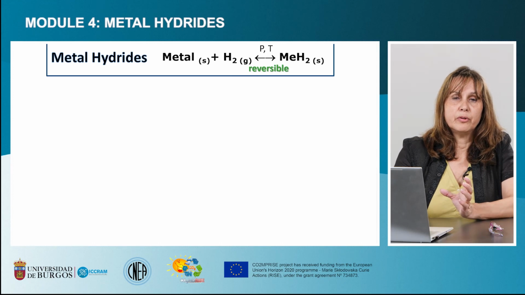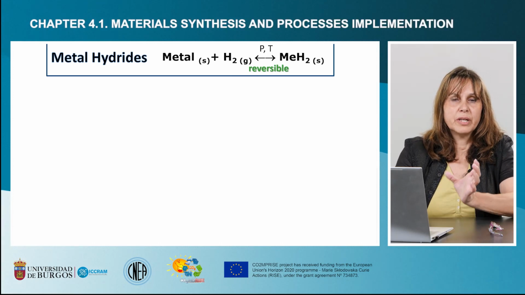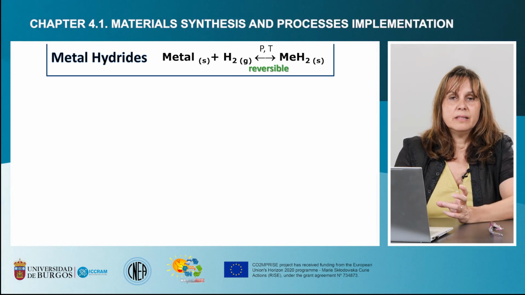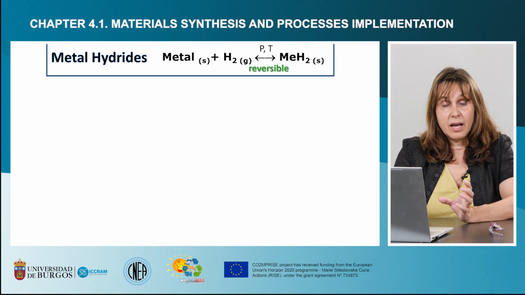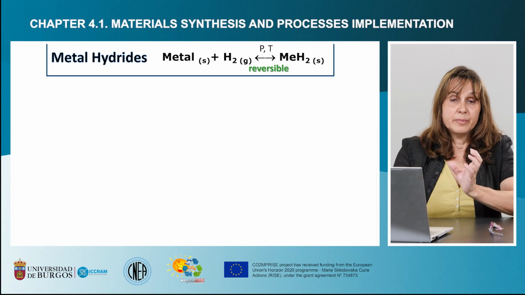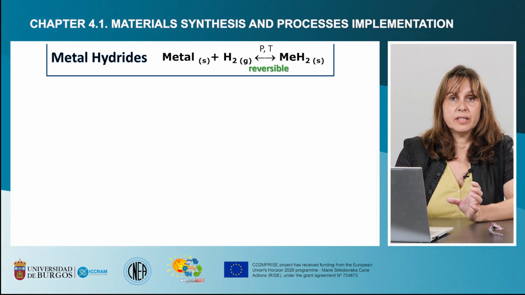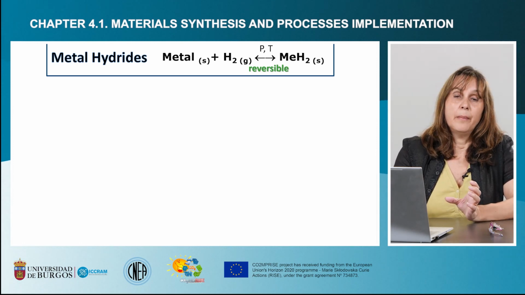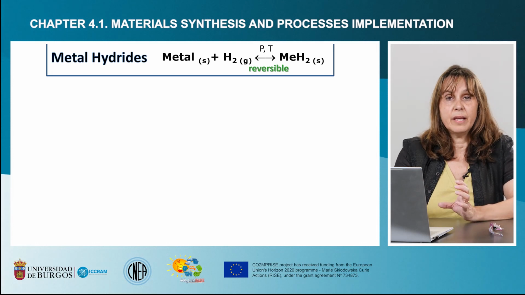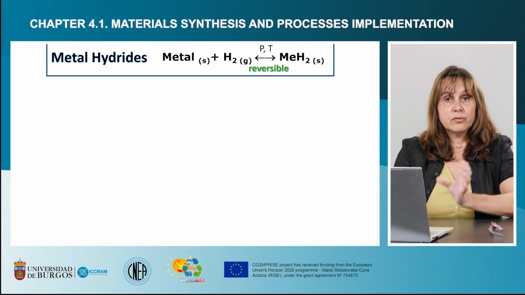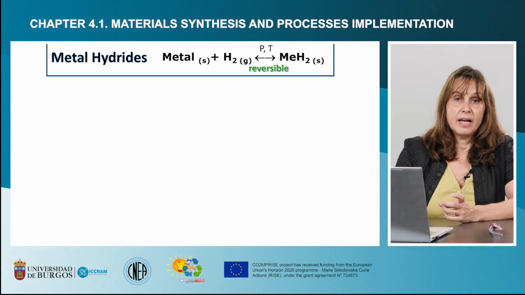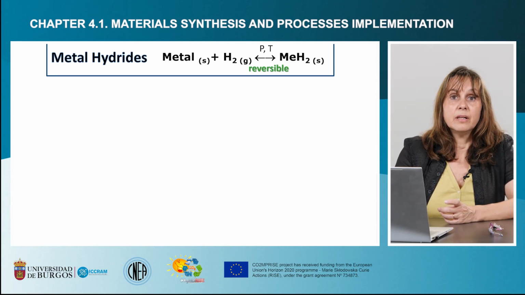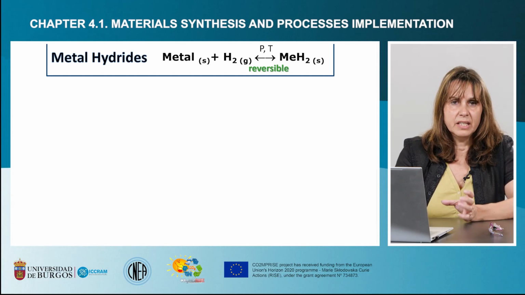The most important point is how it's possible to obtain a metal hydride. It's by the reaction between a metal and hydrogen gas at a specific condition of pressure and temperature. In this way, metal hydride are formed in some specific condition, and in other condition it's possible to release the hydrogen in a reversible way. This reversibility is very important for the application.